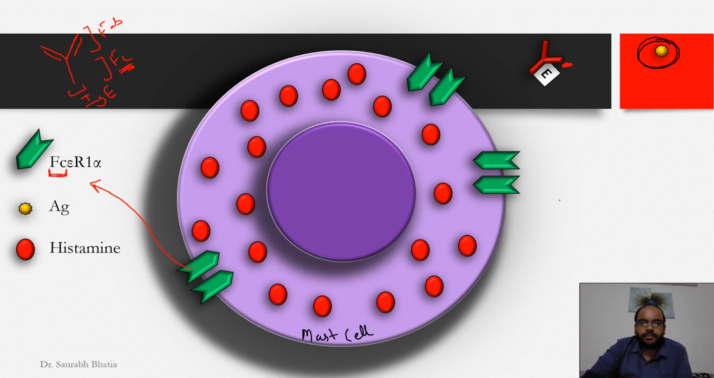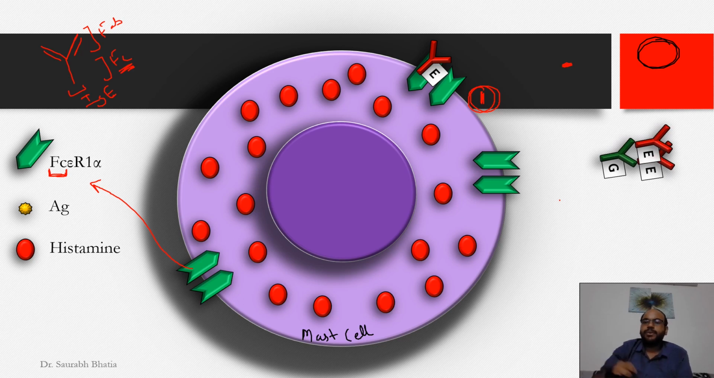So let's move forward. When an antigen attaches itself to the IgE antibody, the IgE antibody attaches to the receptor. So in this animation, when Fc epsilon R1 alpha receptor is activated by an activated IgE antibody, this is the first step, or you could say one method of histamine release. When Fc epsilon R1 alpha receptor is activated by an IgE antibody against an antigen, that's one method.